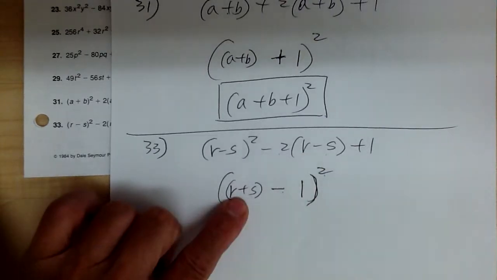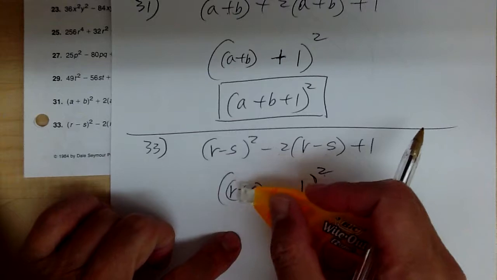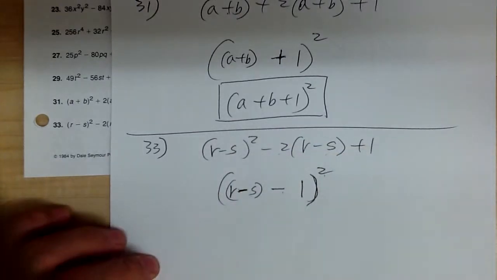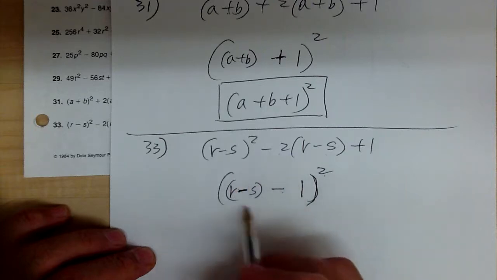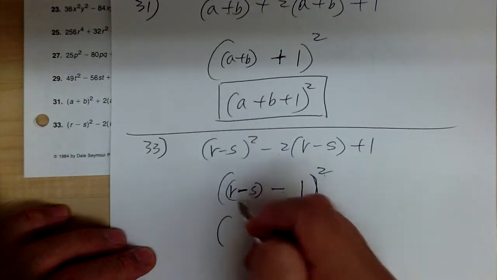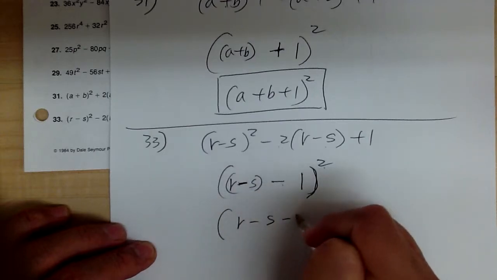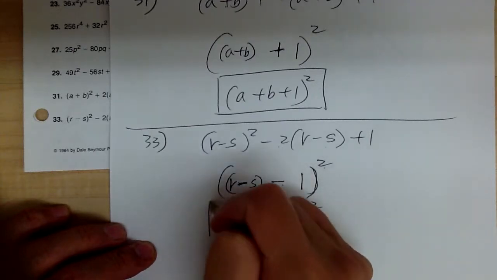Oh, watch this over here. Okay, you have to be careful. It's r minus s. Okay, so you have to watch, make sure everything all matches. Okay, so now you have to simplify the inside. So you just get rid of the small parentheses on the inside. So you got r minus s minus 1 squared, and that is your answer.